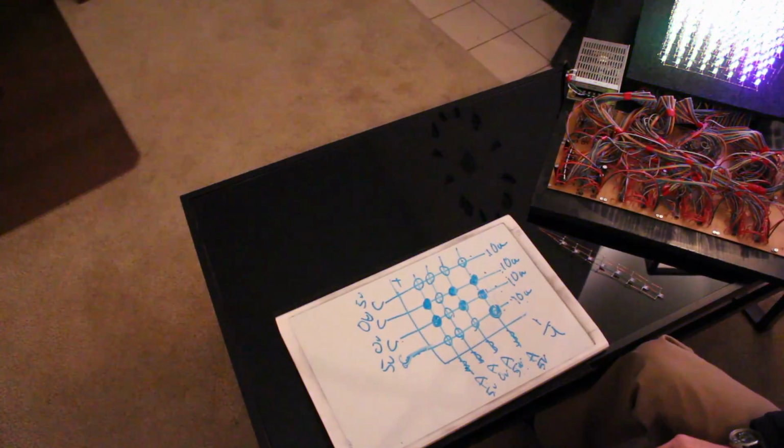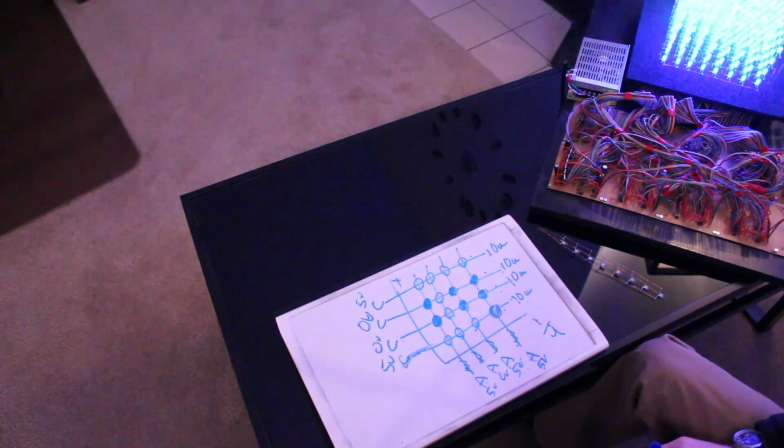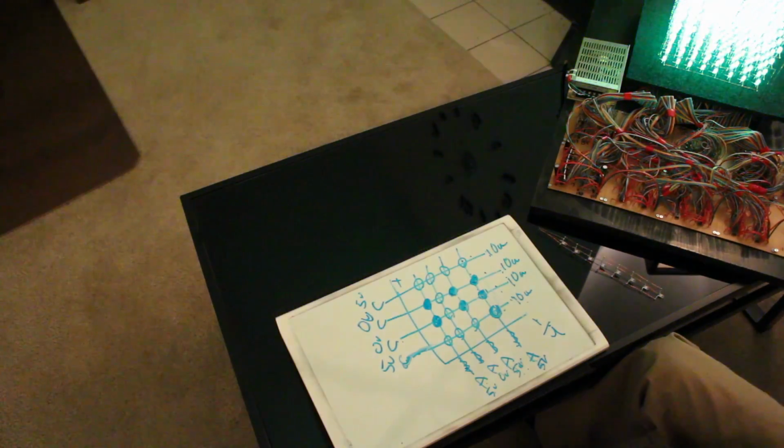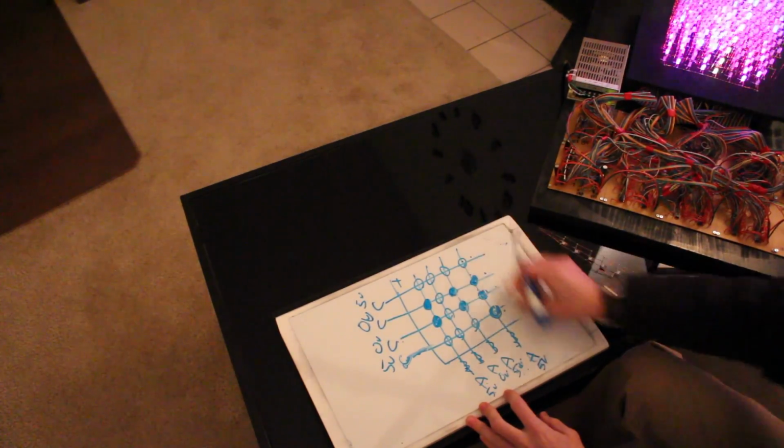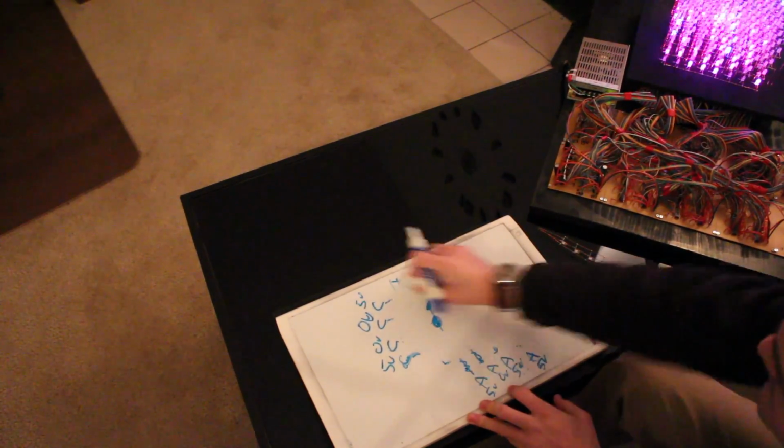Of course, we don't use PWM. We use bit angle modulation. Okay, what is bit angle modulation? Let's explain that.